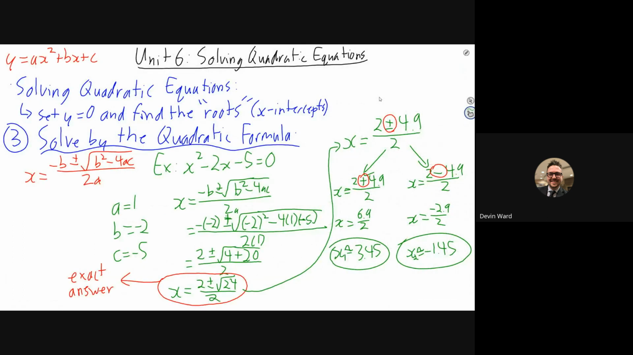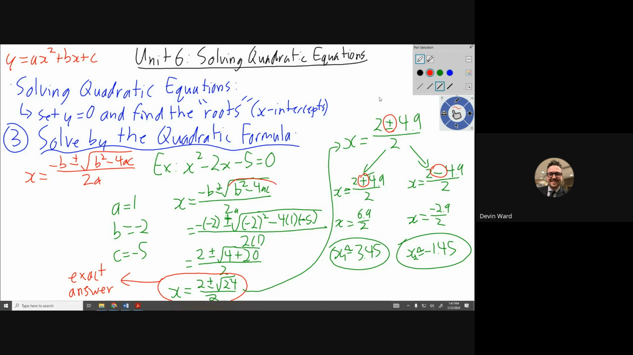Okay, so those are the 3 ways we can solve. There's just one last topic, and then I'm just going to tell you that there's going to be word problems as well. This bit right here is the last bit we have to talk about. That b squared minus 4ac. It has a special name.